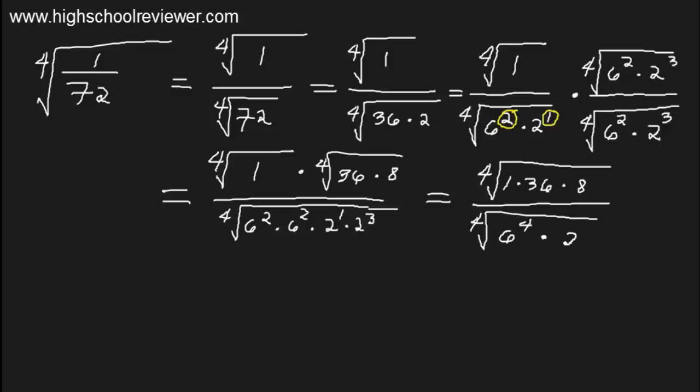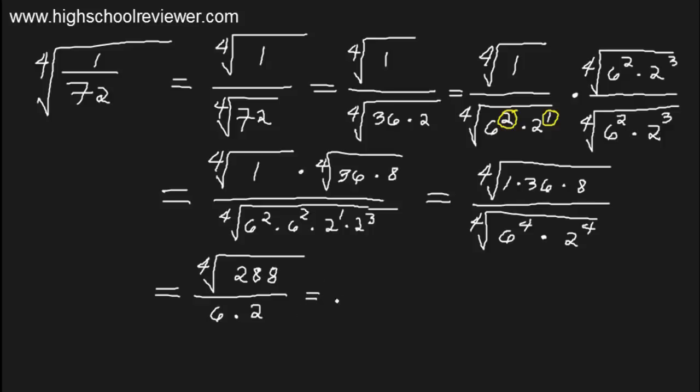Copy the base and add the exponents, 1 plus 3 is 4. So this will give us 1 times 36 times 8, so that will give us the 4th root of 288, all over... Okay, the 4th root of 6 raised to 4 is 6, and the 4th root of 2 raised to 4 is 2. So this will be 6 times 2.